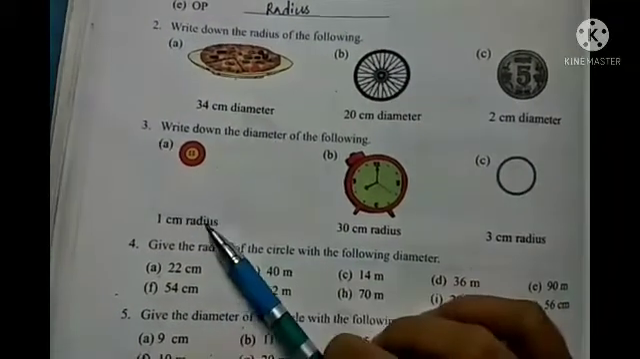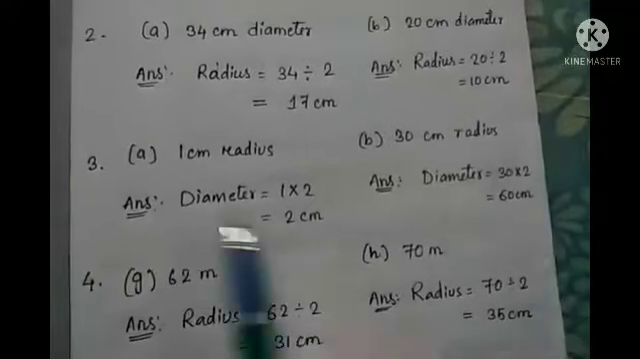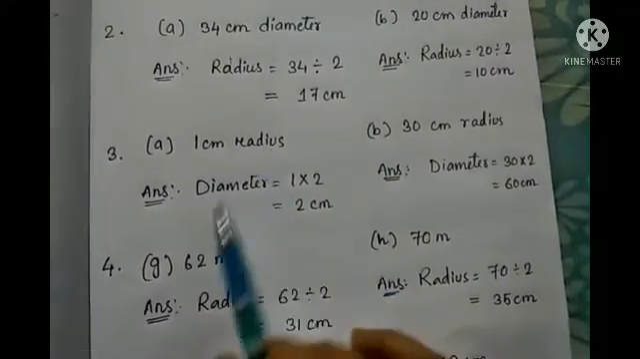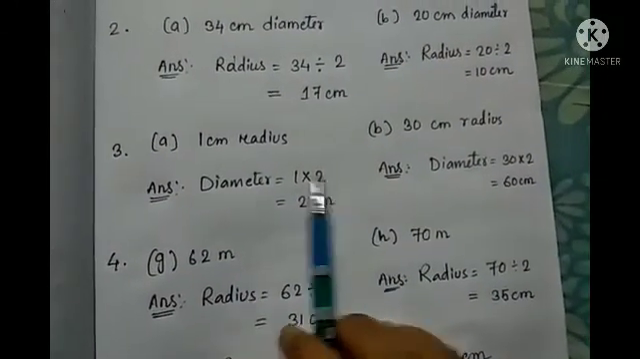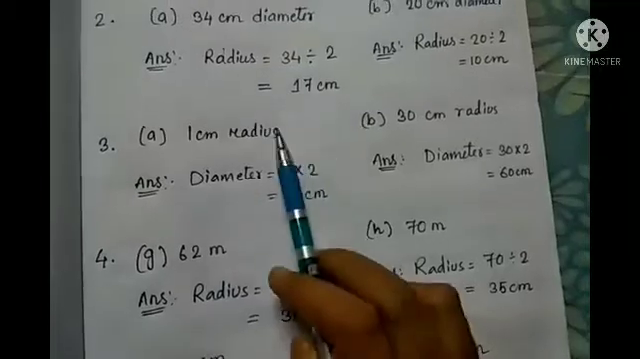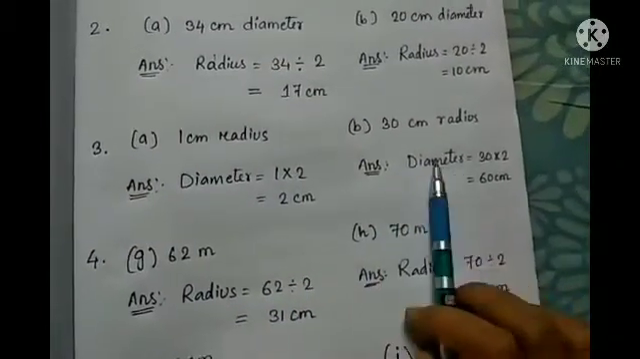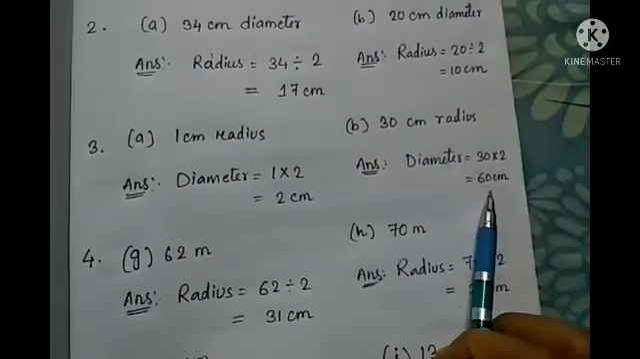In this way 3 number is opposite, like the diameter we have to find out from the radius. So 1 centimeter is the radius, then what will be the diameter? We have to multiply by 2 to get the diameter, because I told you already, diameter is twice the radius. In this way A and B I have done here.